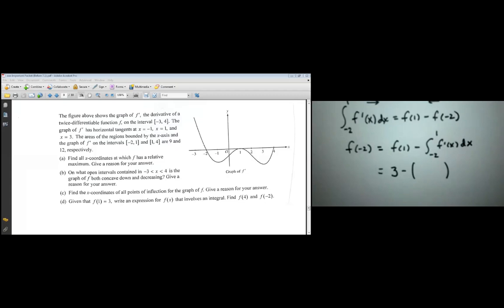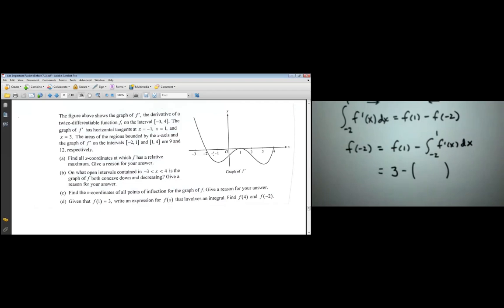It's the integral from -2 to 1 of f prime. So we want the area under that curve. It's not a good shape. It's not a triangle. It's not Riemann sums. It's nothing I can work with. It means they better give it to me. And if you look in the problem, they do.